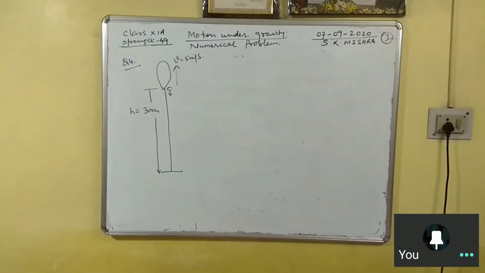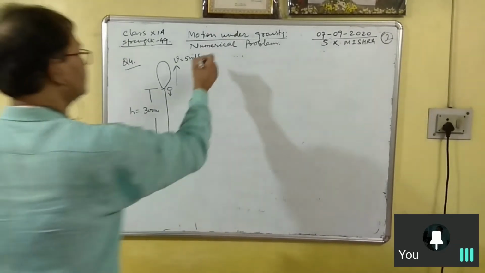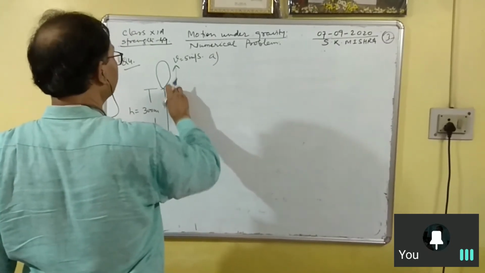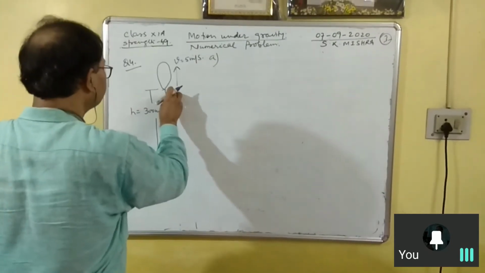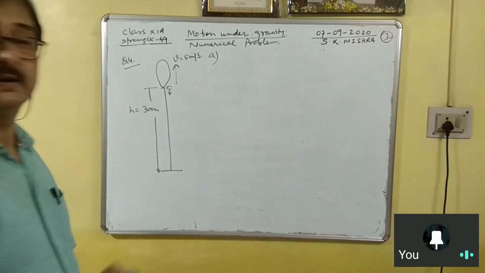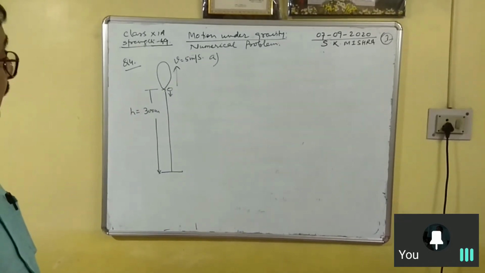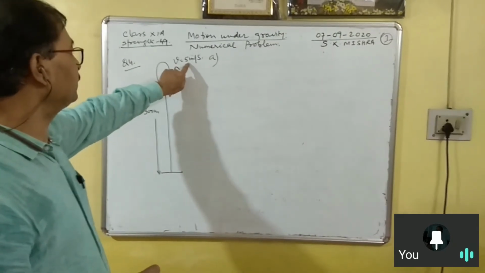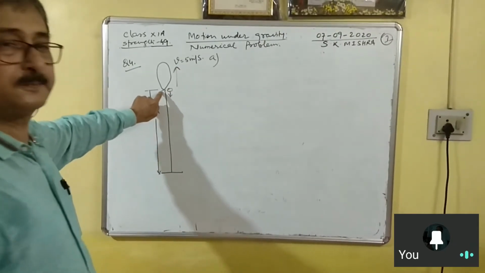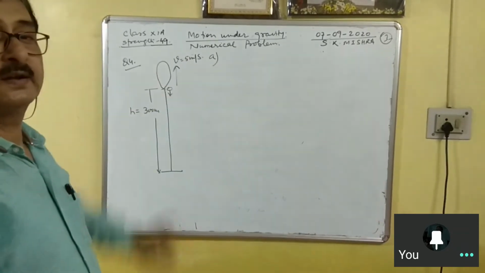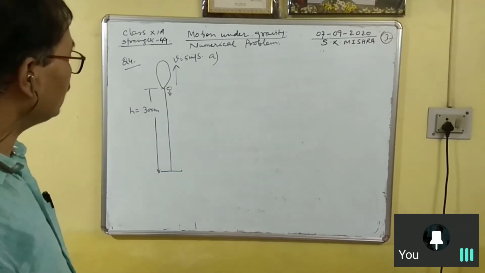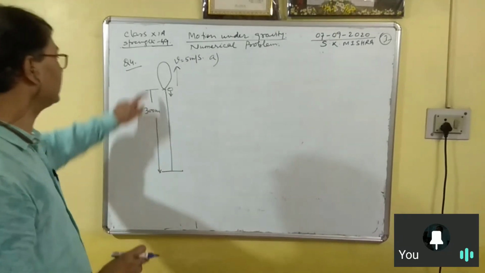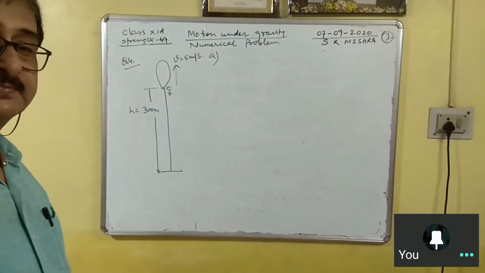So if the balloon is ascending, the first condition is: how long will the stone take to reach the ground if it is released from a height of 300 meter, and the balloon is ascending, meaning the velocity of the balloon is 5 meter per second at this instant? How much time will the stone take to reach the ground if it is released at a height of 300 meter? This is the question.